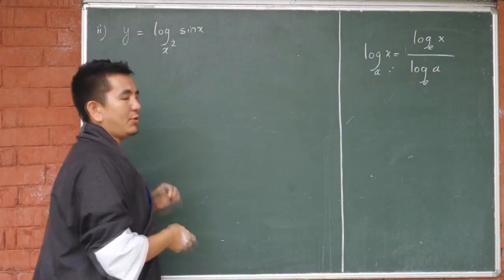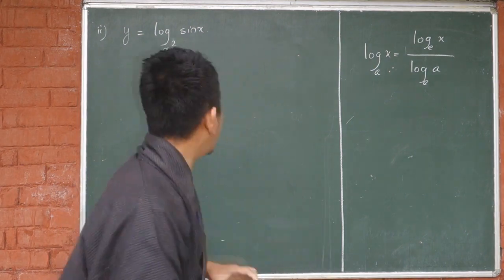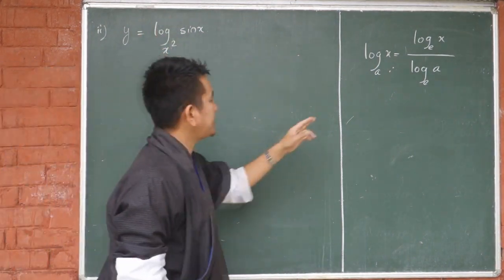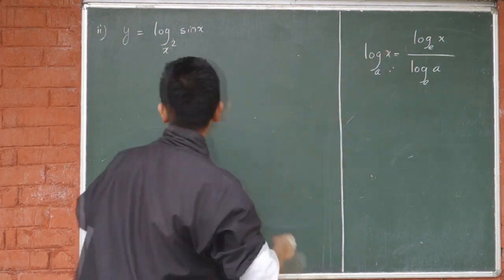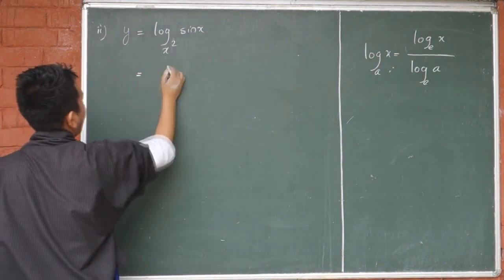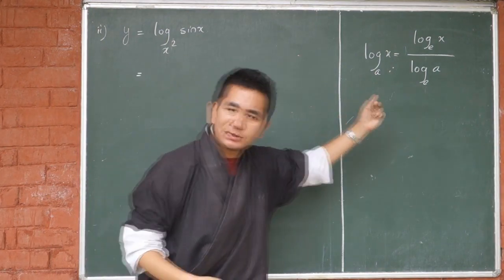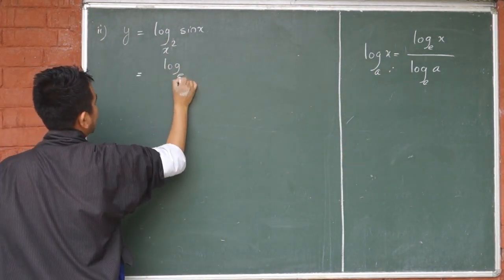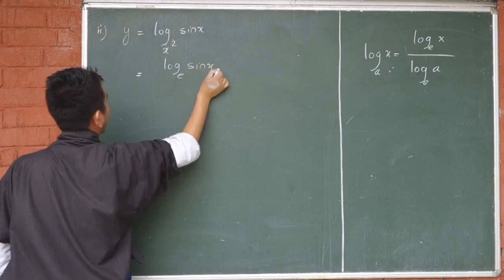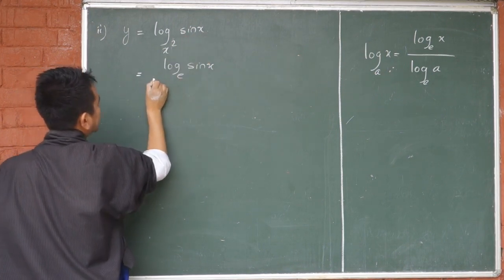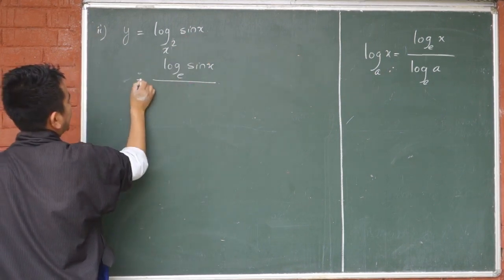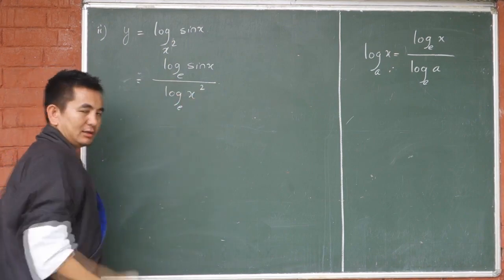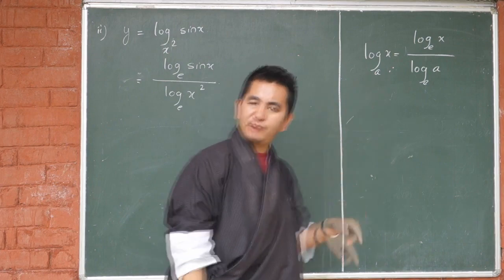So let's go with Roman number 2. Now here the base is not e, so I can use change of base. We have log to the base e of this. Please use the change of base formula. This is there in class 11 as well, okay? So I can write this as log to the base e of sin x first, then divided by log to the base e of x squared. That is as per the change of base formula.